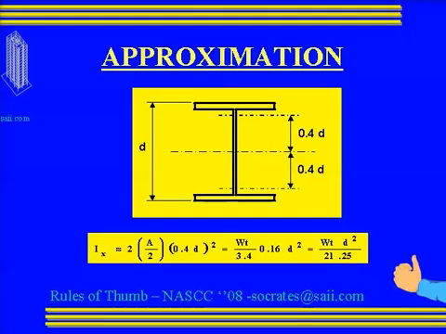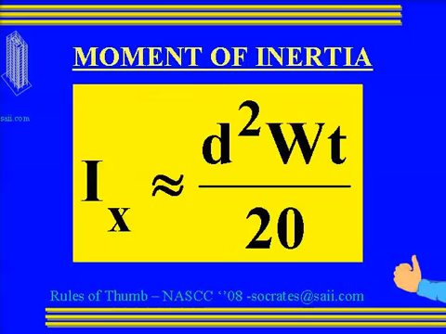Let's look at some approximations then based on that. Typical I shape, if we say that it is composed of 2 T-sections, and the center of gravity of each T-section is approximately 0.4d away, then the moment of inertia is 2 times the area of the T times 0.4d squared. You go through all of this and you approximate that the moment of inertia of any I-beam is d squared times the weight over 2.